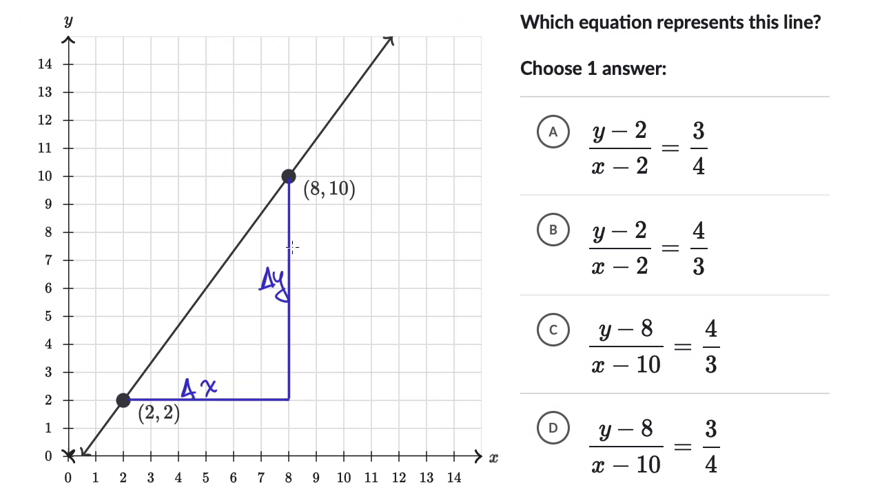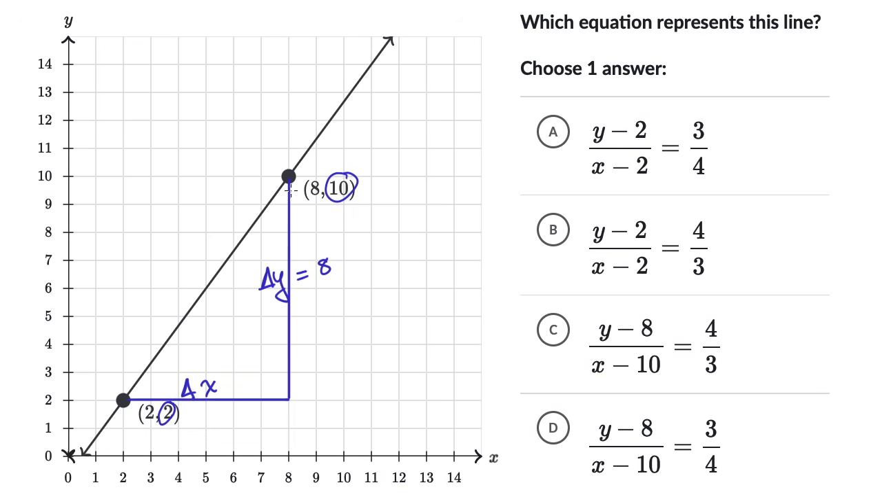So what is our change in y? When we have a y that is at 2, and then we go to a y that is at 10, our y value is going from 2 to 10. Well, we can see that we went 1, 2, 3, 4, 5, 6, 7, 8 up. You can also see it because the difference between 10 and 2 is 8. So change in y is equal to 8.